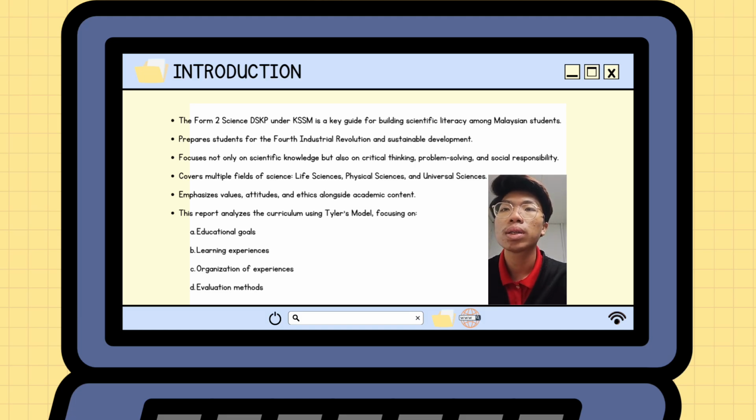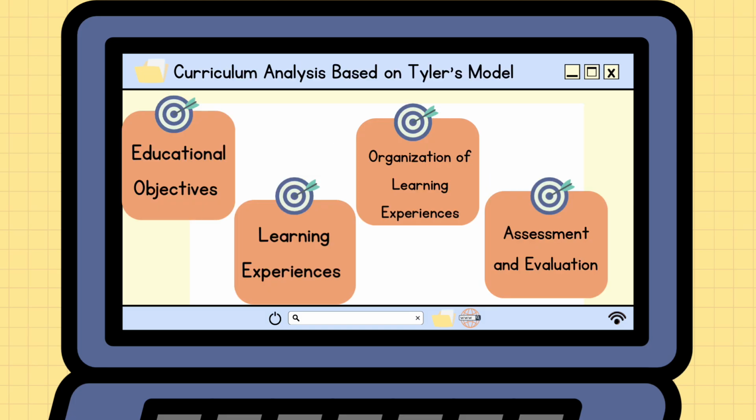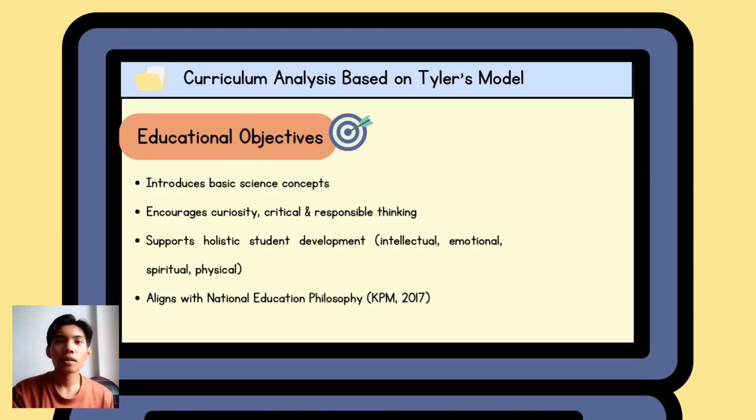First, what are the educational goals? Second, what learning experiences are provided? Next, how are these experiences organized? And last, how do we evaluate if the goals are achieved? Okay, first I want to tell about curriculum analysis based on the Tyler model.